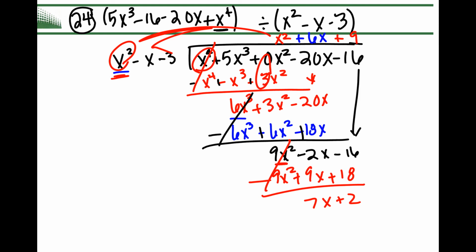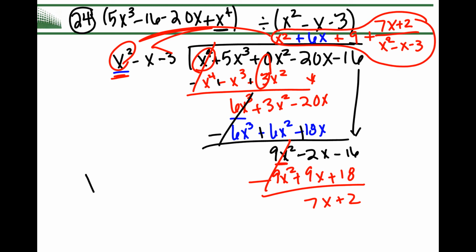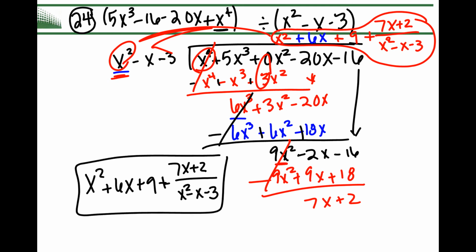Well, x squared is not going to multiply to give me 7x. It can't decrease like that. And so I'm just going to come out here to the side and say plus and put my remainder, 7x plus 2, over what I was dividing by, x squared minus x minus 3. So this would be my final answer. Let me write it out here to the side so you can see it more clearly. X squared plus 6x plus 9 plus 7x plus 2 over x squared minus x minus 3. So this would be the answer that you put in.